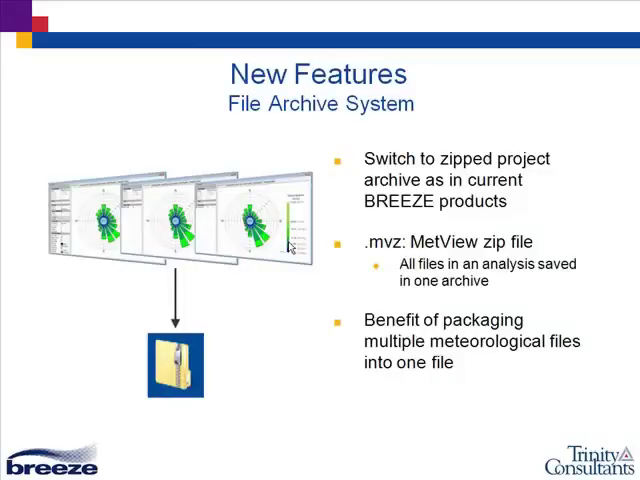Finally, we have our last new function, the file archive system. As in many of our current BREEZE products, we have added the zipped project archiving to MetView. The MetView zip file with a .mvz extension allows users to save all the files from an analysis into a single archive. In the previous pollution rows example, the archive would contain both the meteorological data file as well as the pollutant data from both monitors. This system gives the benefit of packaging multiple files into one, thus making file organization much more simple.